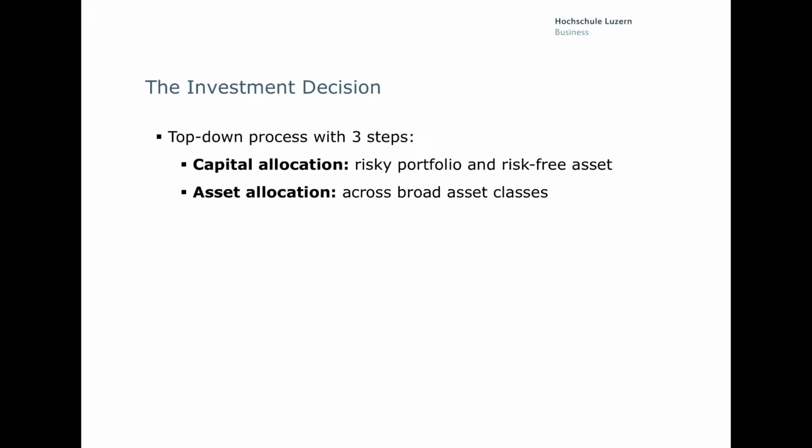Second, asset allocation of the risky portfolio across broad asset classes, for example US stocks, international stocks, and long-term bonds. And third, security selection of individual assets within each asset class, shares of UBS or Credit Suisse or Goldman or other stocks.